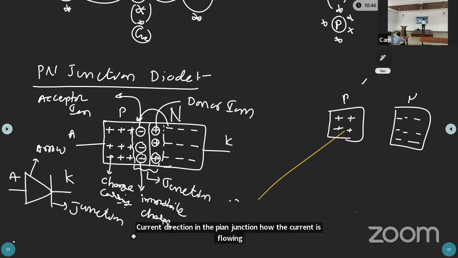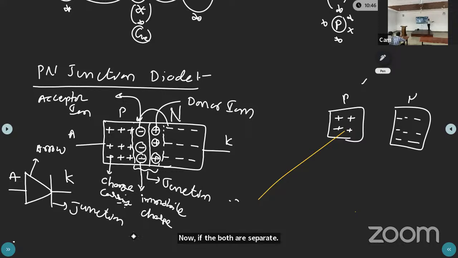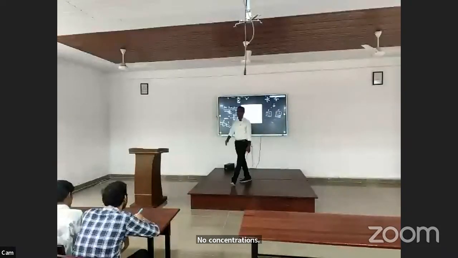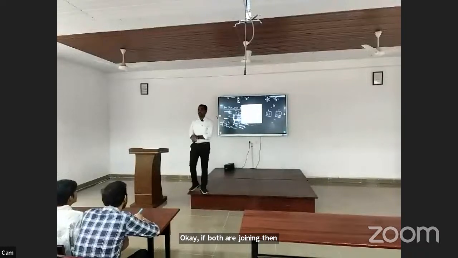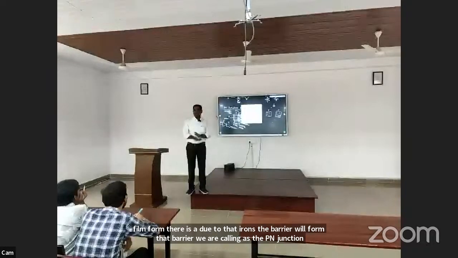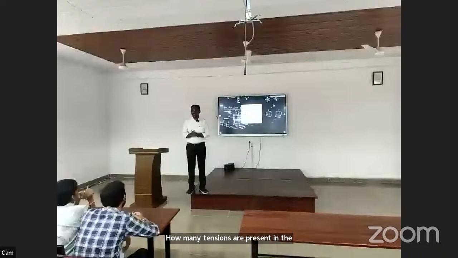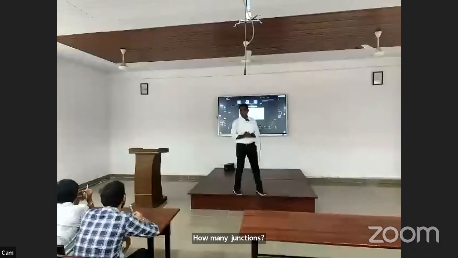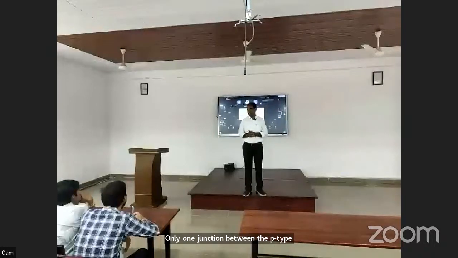If the two are separate, there are no ions and no concentrations. If both are joined, then ions will form, and due to those ions the barrier will form. That barrier we call the PN junction. How many junctions are present in the PN junction? Only one junction between the p-type semiconductor and the n-type semiconductor, right?